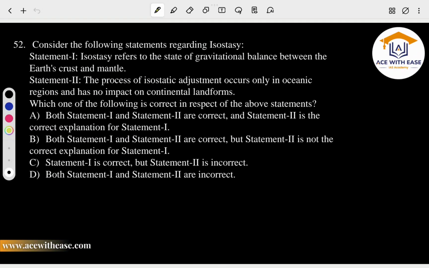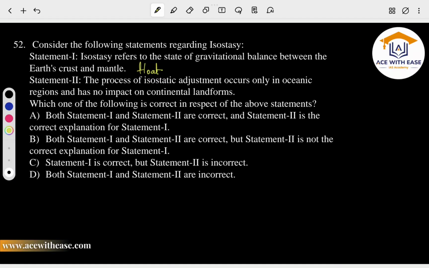51. Isostasy refers to the state of gravitational balance between the Earth's crust and the mantle. So here, yes, the first statement is correct. Isostasy is where we have the floating concept. According to the density and the weight of the plate or the region, it will sink or it will be floating in that area.